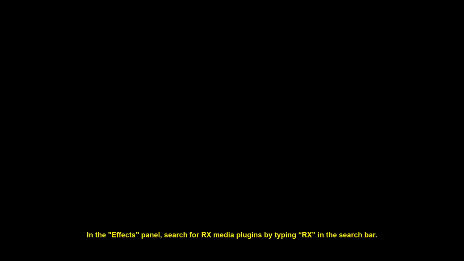In the Effects panel, search for RX Media plugins by typing RX in the search bar. Drag and drop the desired RX plugin onto your video clip in the timeline. To authorize the plugin, you will need to open the RX interface. Click on the RX logo in the Effect Control panel.